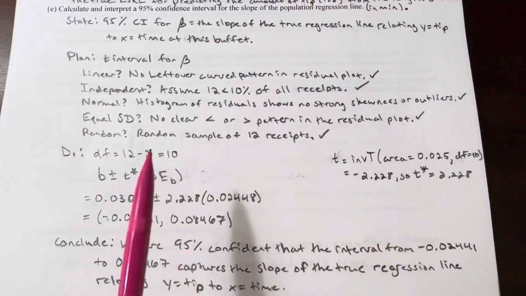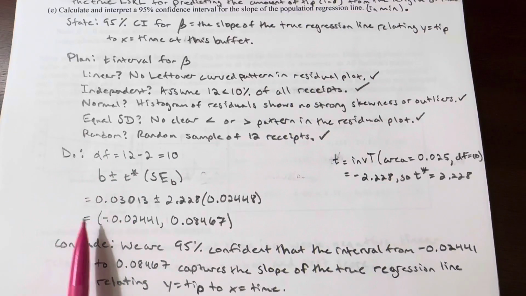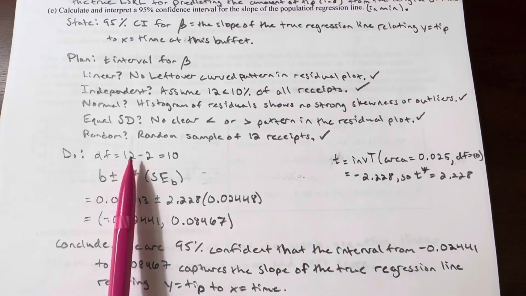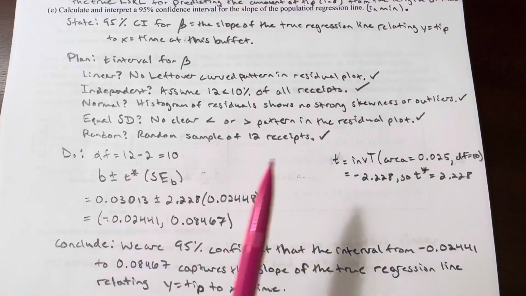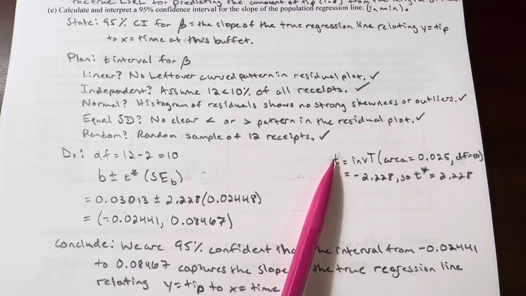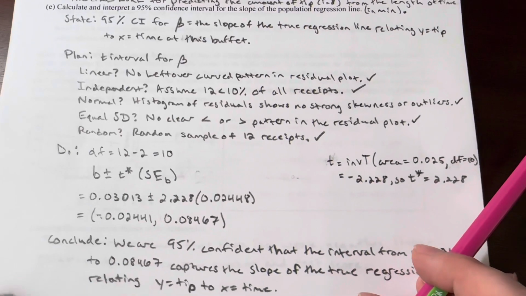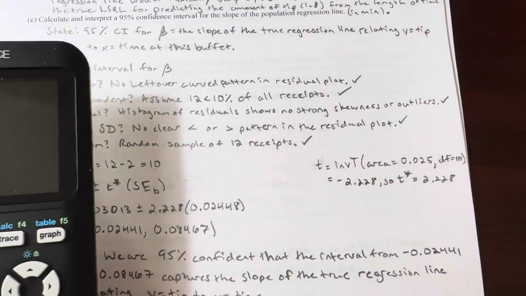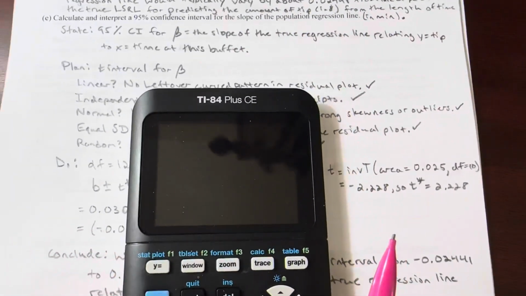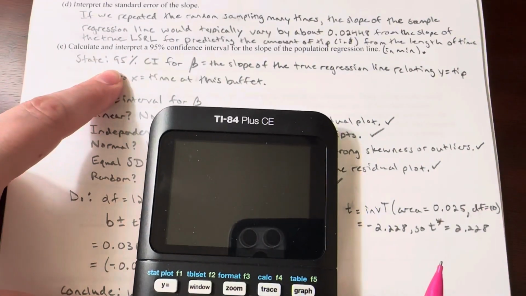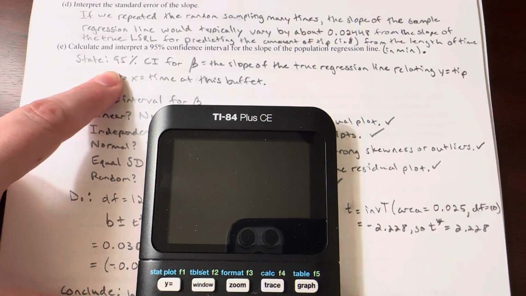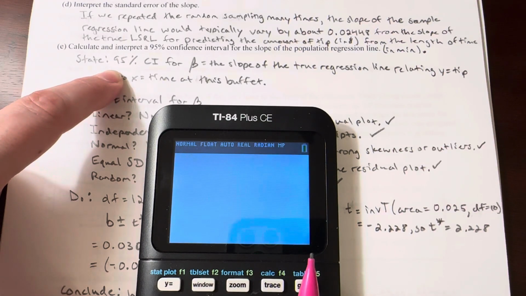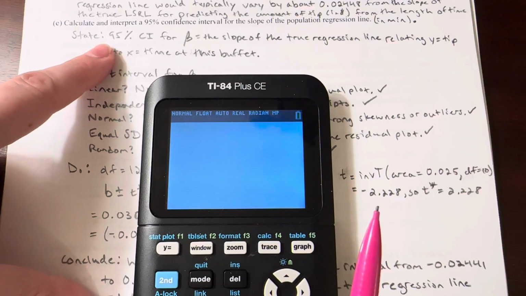Now from here, I need to go through and calculate my interval. So my degrees of freedom are going to be my sample of 12 minus 2, which is 10. I need to calculate my t star, and to do that, I'm going to use inverse t. I have a 95% confidence interval. That means that I need 2.5% for each of the tails. That would be 100 minus 95, which is 5, divided by 2 is 2.5. And turning that from a percent into a decimal for my area gives me 0.025.